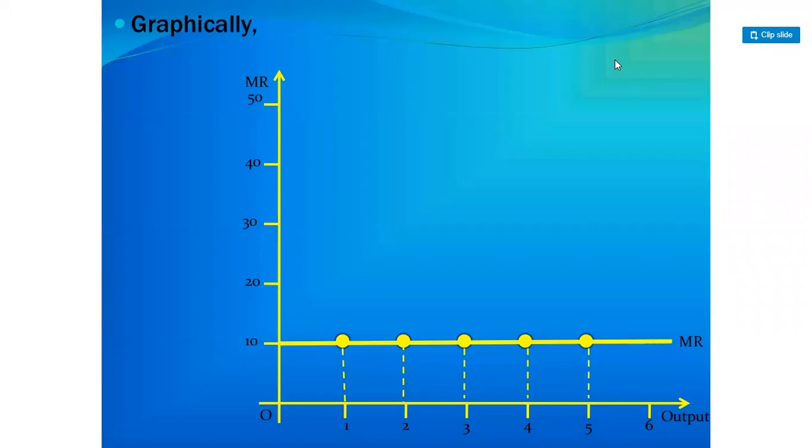So there are some important points of this chapter. Zero or negative MR: MR can be 0 and even negative when the price falls with the rise in output. And what about TR? TR can be calculated by adding the revenue realized from the sales of every additional unit. So this is the thing.